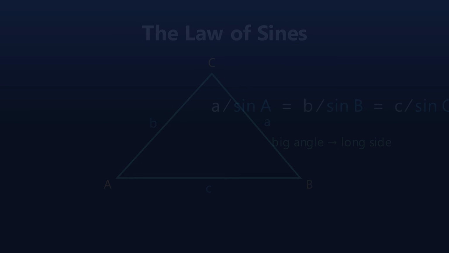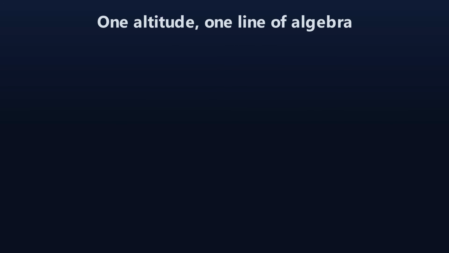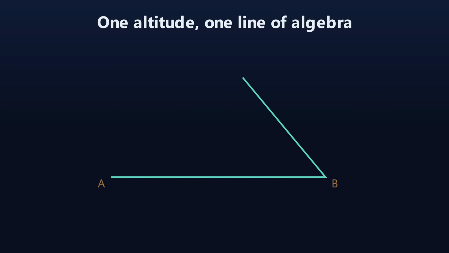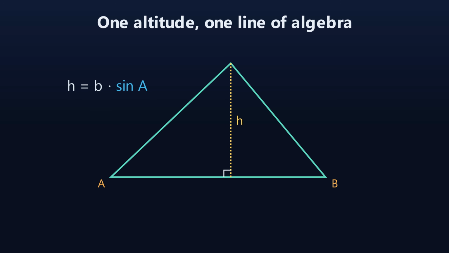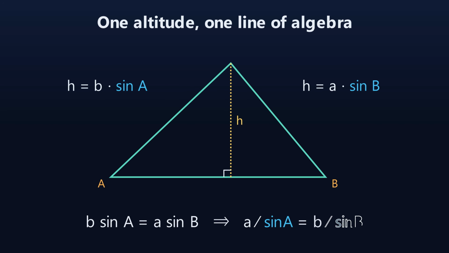Why is it true? Drop a single altitude, one vertical line from the top vertex down to the base. That line has a height you can write 2 different ways, as one side times the sine of an angle, or as another side times the sine of a different angle. Since it's the same height either way, those 2 products must be equal, and rearranged, that is the law of sines. One altitude, one line of algebra.